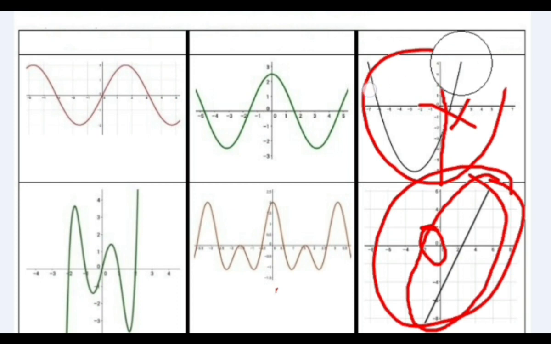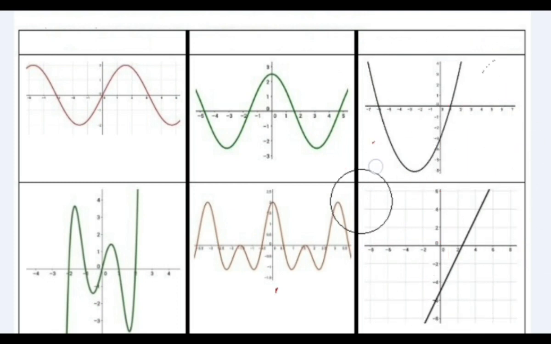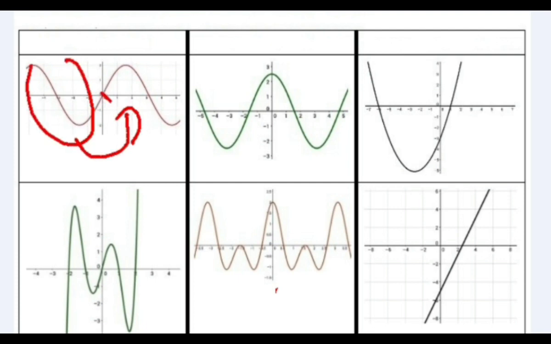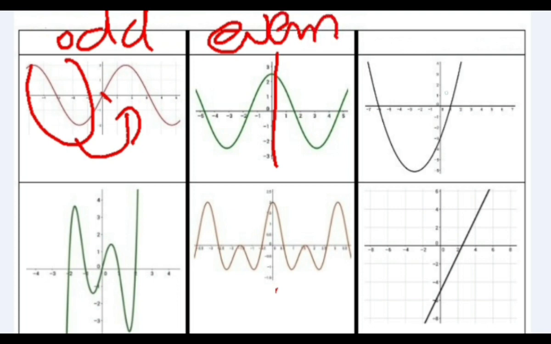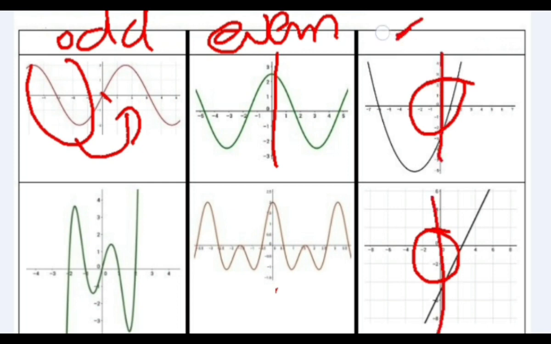So let's write again the answer for these graphs. The first one goes through (0, 0), and we rotated it 180 degrees and it was identical, so that's odd. For this one, the y-axis works as a mirror or a reflection line, so that's an even function. This one does not go through (0, 0), and this one as well, and the y-axis is not working as a mirror, so that's neither. So neither function.